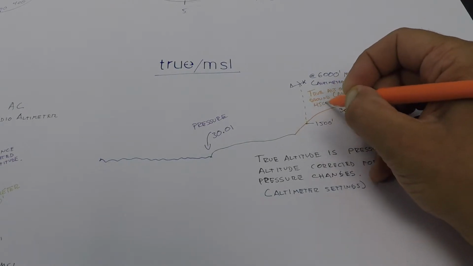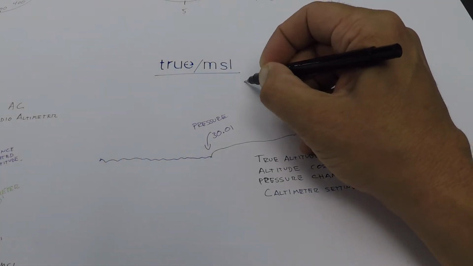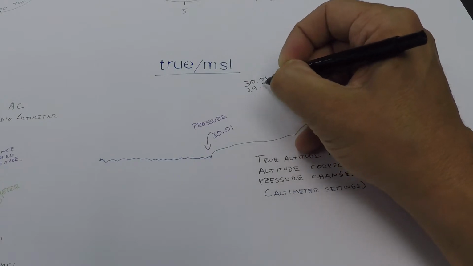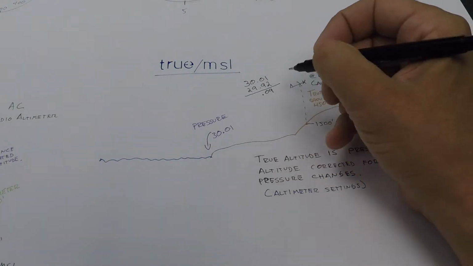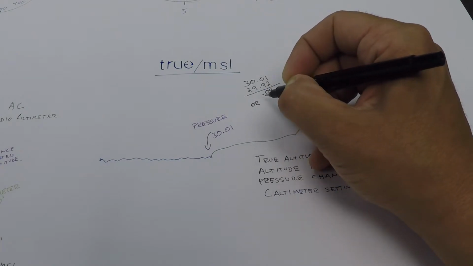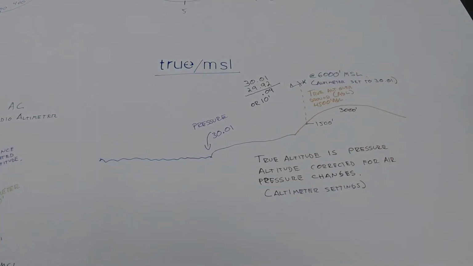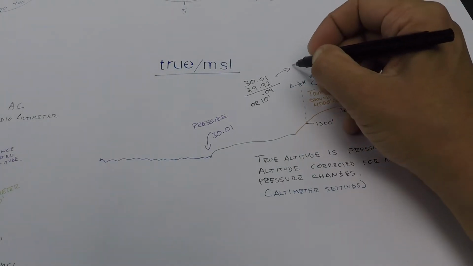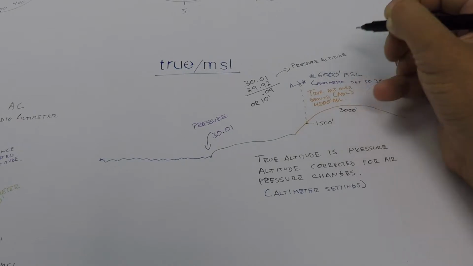And in this case, let's try to go the other way, from true altitude, MSL, to pressure altitude. Let's say the altimeter setting is 30.01. Your standard ISA is 29.92. That's a 0.09 difference, around 10 feet, really 9 feet. So your pressure altitude, if the aircraft was flying at 6,000 feet, would now be 6,009 feet.